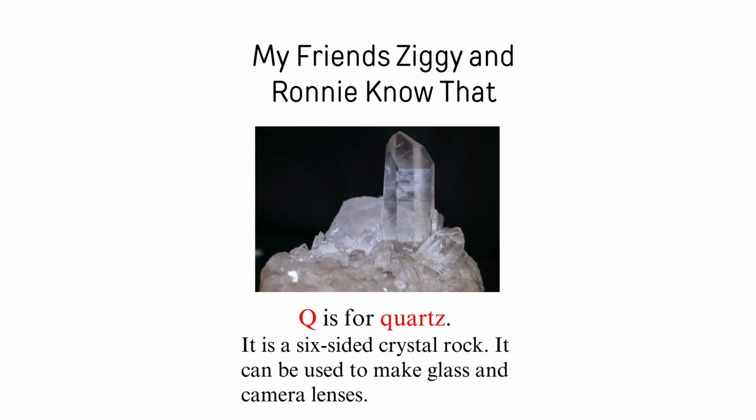My friends Ziggy and Ronnie know that Q is for quartz. It is a 6-sided crystal rock. It can be used to make glass and camera lenses. What are the 3 types of quartz found in the area where you live? What makes quartz different from other minerals?